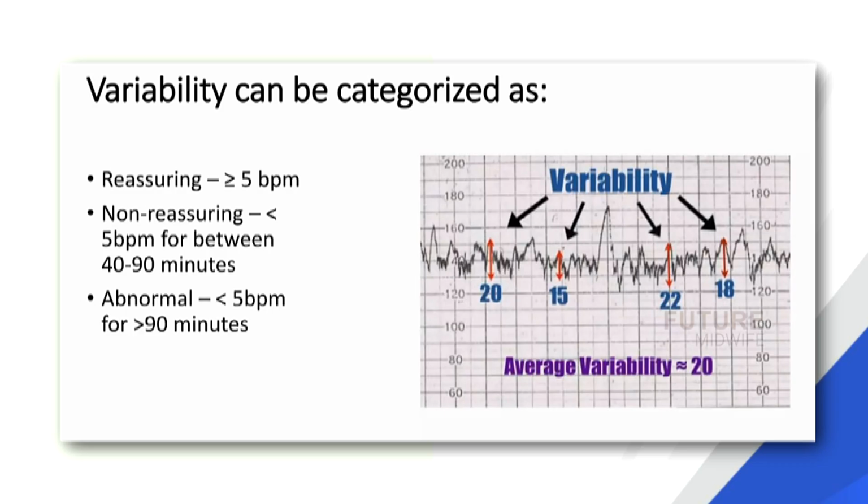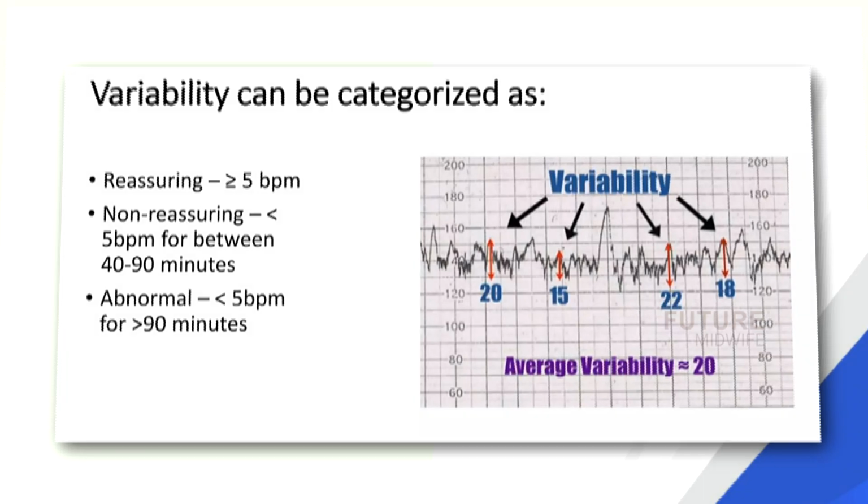So, variability can be categorized into 3. The first one is reassuring, that means more than or equal to 5 beats per minute. In case of non-reassuring, it will be less than 5 beats per minute for between 40 to 90 minutes. In case of abnormal variability, it should be less than 5 beats per minute for more than 90 minutes.